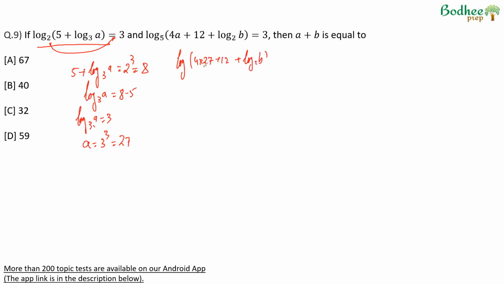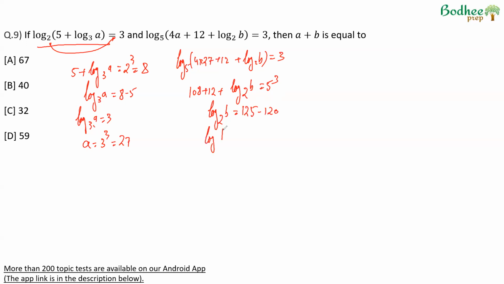Putting that value here, log of (4 into 27 plus 12 plus log of b to the base 2) to the base 5 is equal to 3. By definition, we can take 5 cubed of 4 into 27, 108, plus 12 plus log of b to the base 2 is equal to 5 cubed. So log of b to the base 2 is 125 minus 108 plus 12, which is 120.